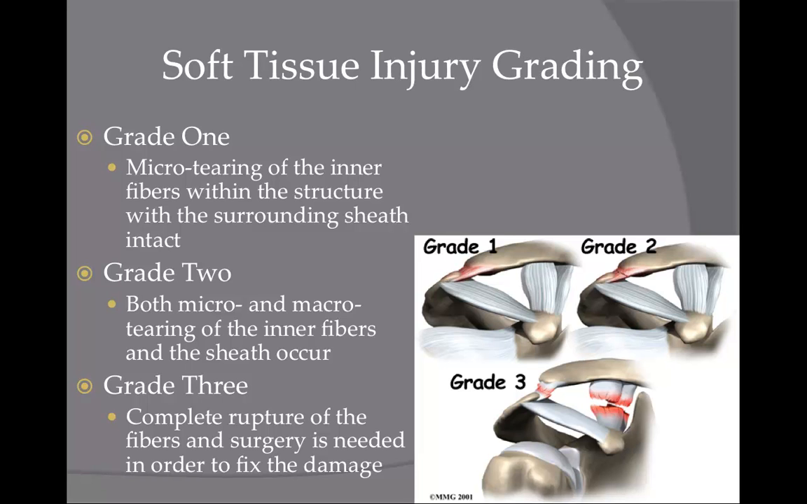Now, there are 3 ways to grade a soft tissue injury. The first grade is micro-tearing of the inner fibers within the structure, but the sheath is still intact. Grade 2 is both micro and macro tearing of the inner fiber and sheath. Grade 3 is the complete rupture of the fiber, and surgery is needed in order to fix the damage.